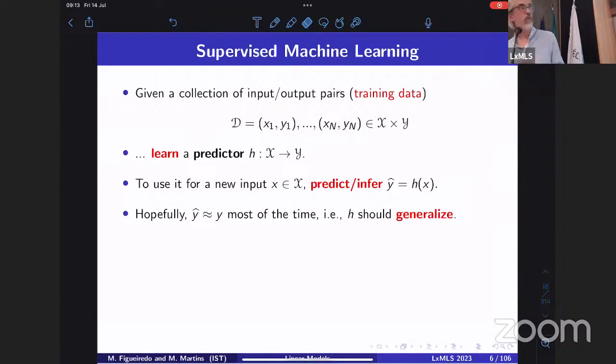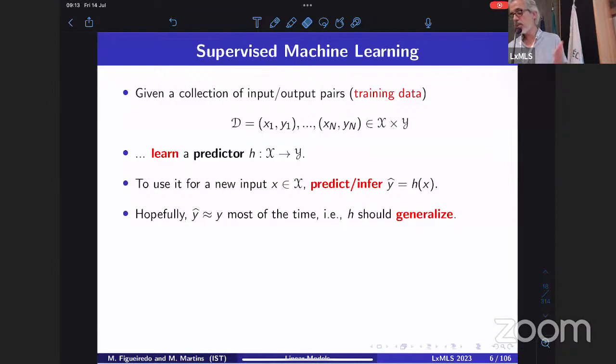So hopefully, and I won't be very formal about these, we expect that for that little x that I saw, which had some label that I didn't know about, some output, I hope that my prediction is similar most of the time to what the correct y would be. And the word for this in machine learning is generalization. I hope that the machine that I learned, this h, this predictor, this classifier, this network, whatever you want it to be, just a function, generalizes well.